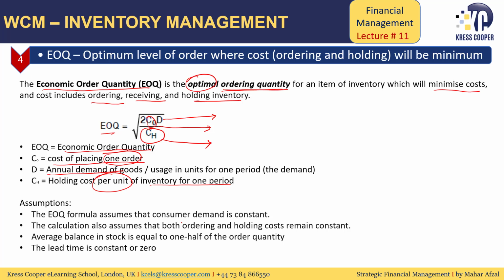The assumptions are that this formula assumes consumer demand is constant for the whole period. Ordering cost and holding cost are constant for the whole period. An average balance of stock will be maintained in the inventory, for which the company will be liable to pay holding cost. This formula assumes that average stock is equal to EOQ divided by 2. Moreover, this formula assumes that lead time is constant or 0.